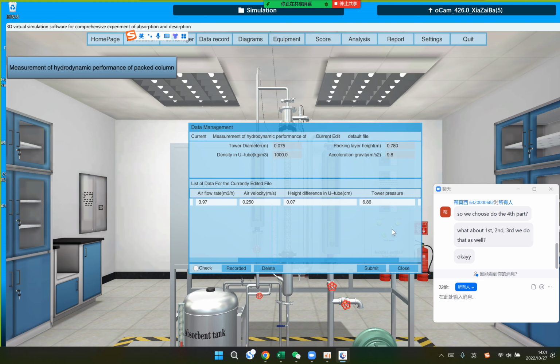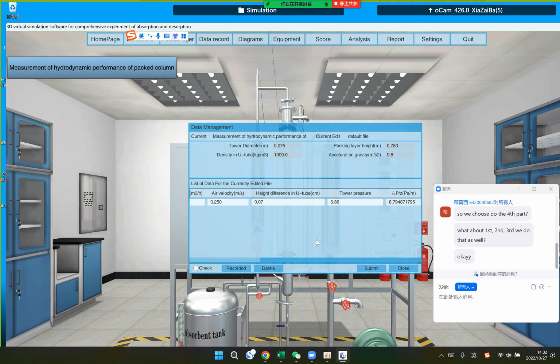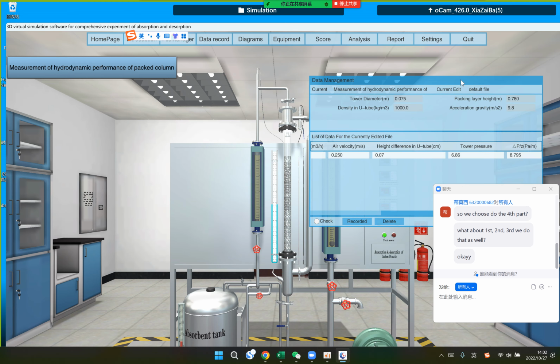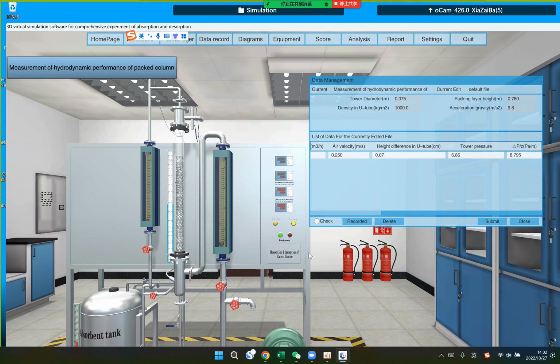And then finally it is delta P divided by Z. Z here is the packing layer height. The pressure, we use this value divided by 0.78. We can get the result. Okay, this is the first group of data. And at this point there is only gas in this tower, and there is no mass transfer.